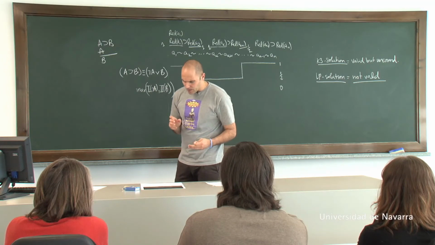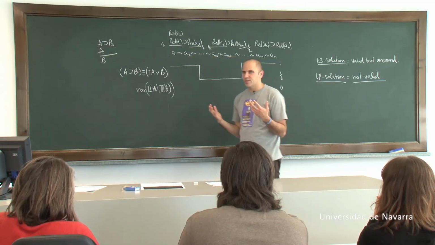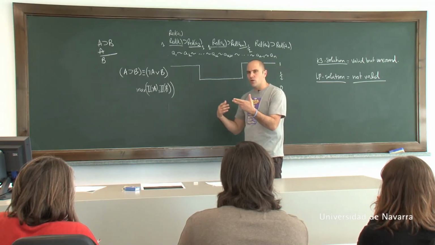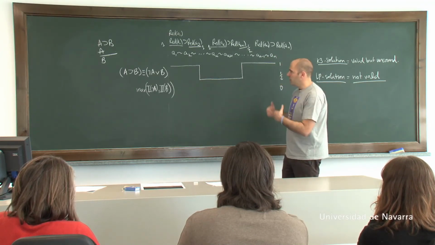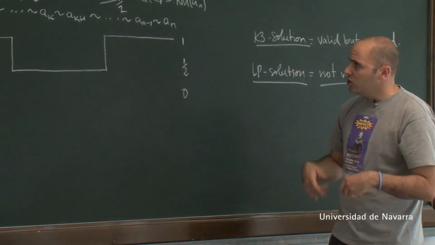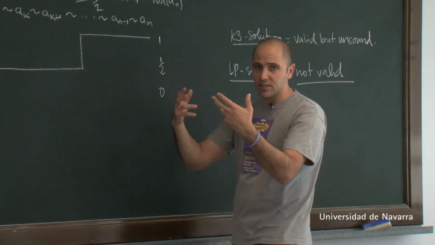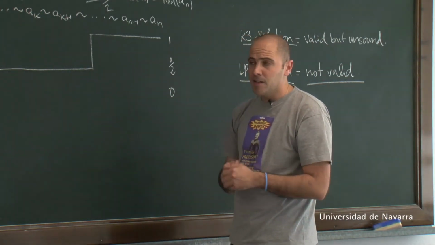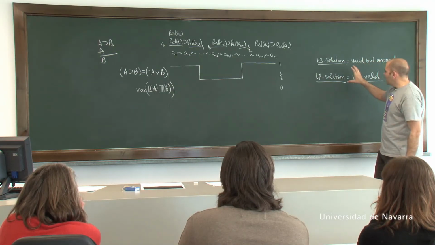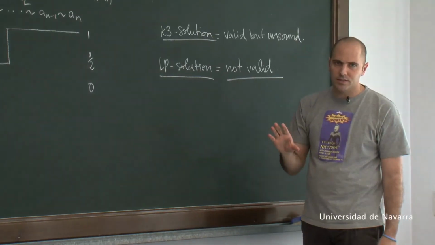Okay, so which solution is better? Which solution should we stick to? Should we hold K3, that some premise is less than true, although not false? Should we hold LP, that all the premises are true, but the reasoning is not valid? It is not easy to say, but I would say that in a sense, the LP solution is better.